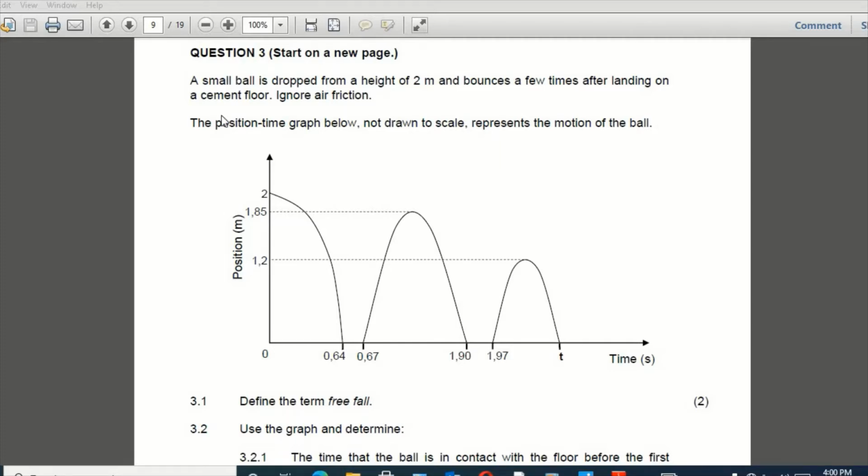Okay, so let us now read the question statement for question 3. Like I mentioned, this is the question on projectile motion. They're saying that a small ball is dropped from a height of 2 meters.